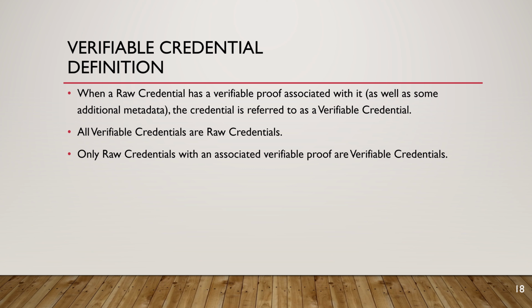So the second bullet: everything's a raw credential. Not everything is a verifiable credential. It has to have the verifiable proof associated with it. So to have this verifiable proof associated with the credential, we need a few extra steps.